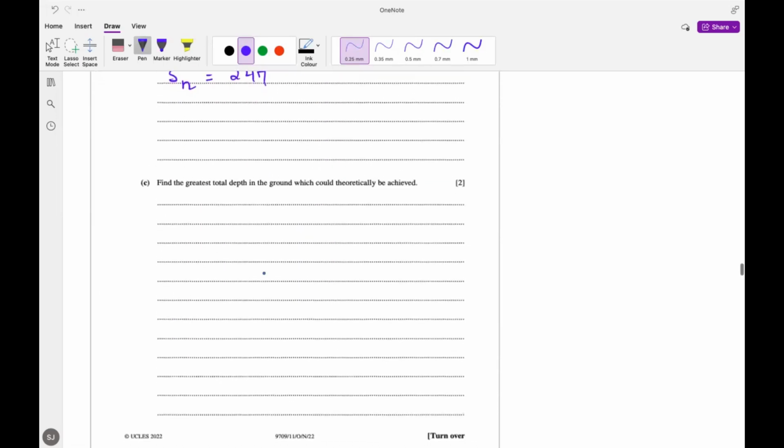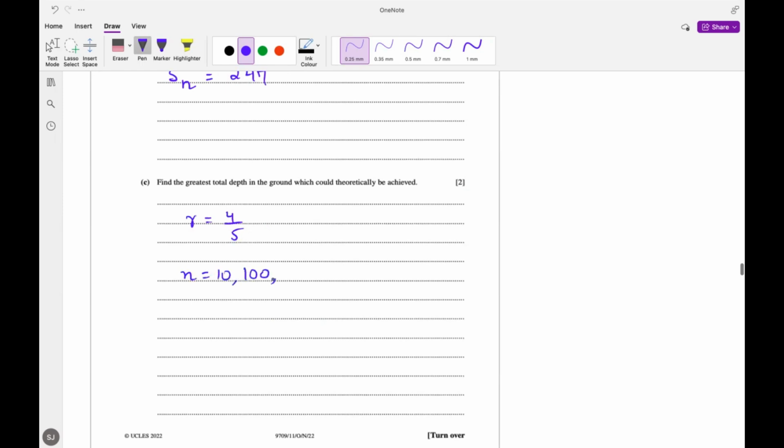In part C, it is asking us to find the greatest total depth in the ground which could theoretically be achieved. Now, as in this progression r is less than 1, and it is talking about the greatest total depth, it means, for example, if we keep on increasing the value of n to 10, 100, 1,000, and so on, what could be the greatest total depth? It means we are talking about the sum to infinity.